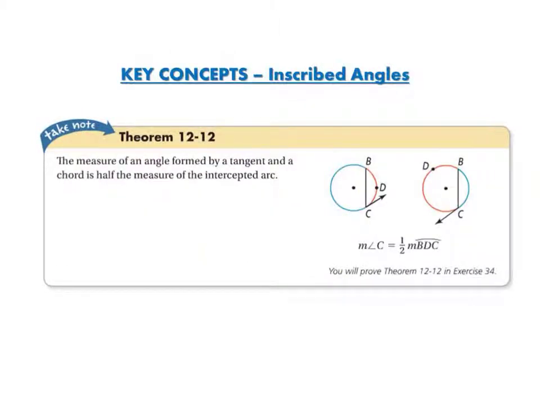The other theorem is that the measure of an angle formed by a tangent, remember a tangent is a line that touches the circle in exactly one place, and a chord is 1/2 the measure of the intercepted arc. So here's the tangent line going this way. So angle C is 1/2 of that measure. When the tangent line C is going out this way, this is my intercepted arc, and angle C is 1/2 of that measure.